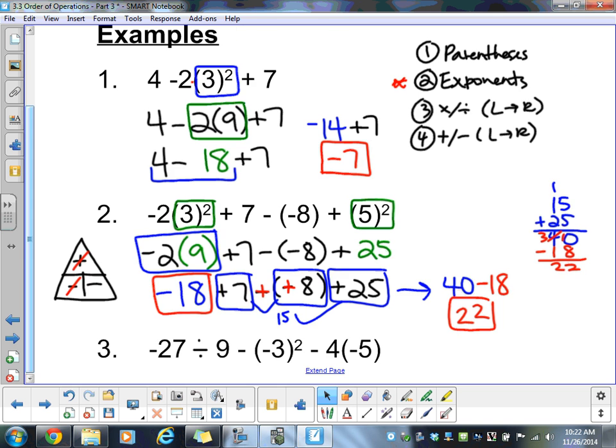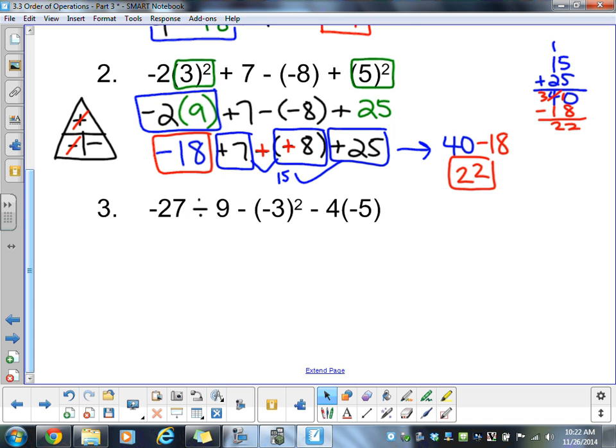One more example. So there's nothing to do inside of our parentheses. So we're going to start with our exponents. One part where there's an exponent. So I have to write down the rest of my problem, negative 27 divided by 9 minus, if I type in negative 3 in parentheses, squared on my calculator, or if I think in my head, negative 3 times negative 3, that's going to be a positive 9.